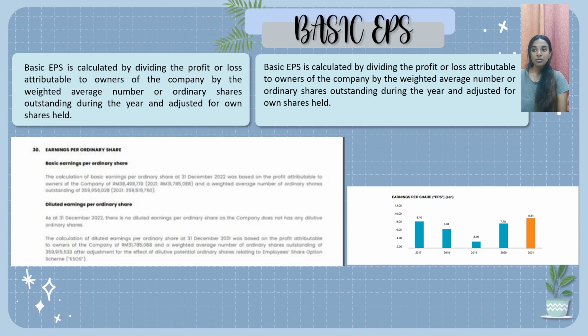In 2022, the group presents basic and diluted earnings per share data for its ordinary shares. Basic EPS is calculated by dividing the profit or loss attributable to the owners of the company by the weighted average number of ordinary shares outstanding during the year and adjusted for the own shares held. The calculation of basic earnings per ordinary share on 31st December 2022 was based on the profit attributable to the owners of the company. The value is based on the slide.